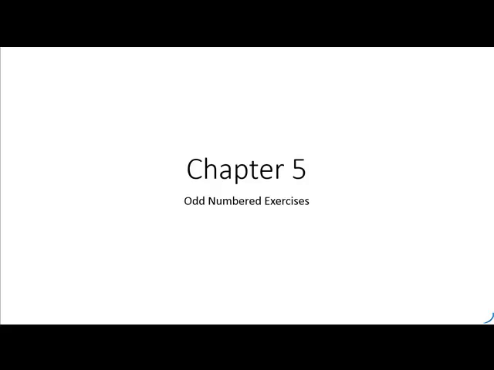Here we are for chapter 5. We're going to do the odd numbered exercises that start on page 160. This is page 167 of your textbook. It looks a little different because I had to copy and paste it from a photocopy, so let's start with number 1. Using the normal curve table.